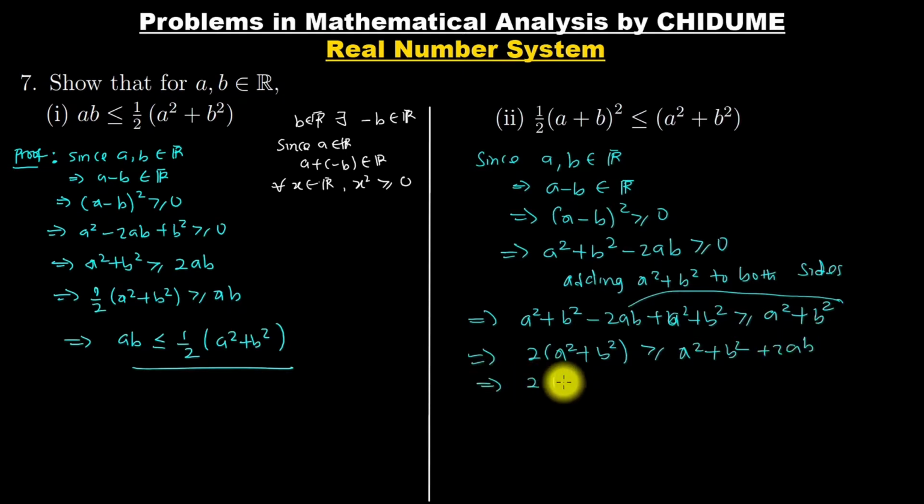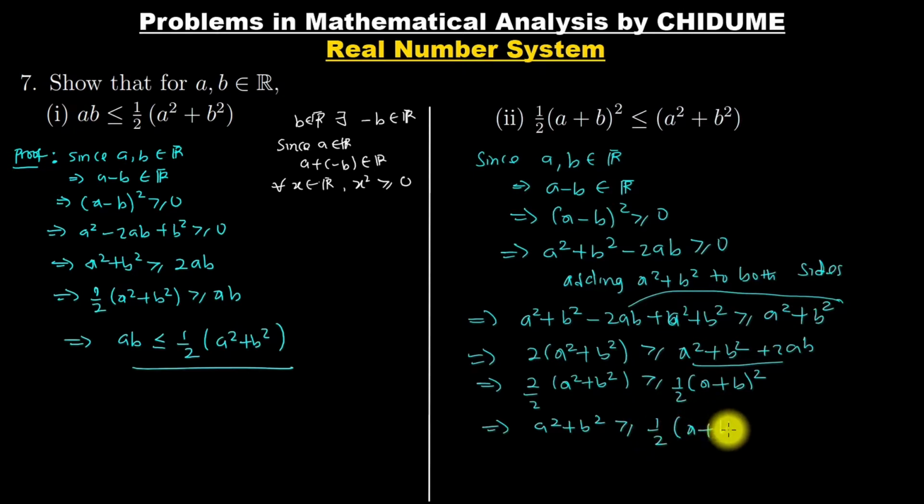So that means I'm going to have 2 open brackets a square plus b square to be greater or equals to, of course this can still be written as a plus b all square, and dividing both sides by 2, that means I'm going to have a square plus b square to be greater or equals to 1 over 2 open bracket a plus b all square, which I can write as 1 over 2 a plus b all square, which is less or equals to a square plus b square.